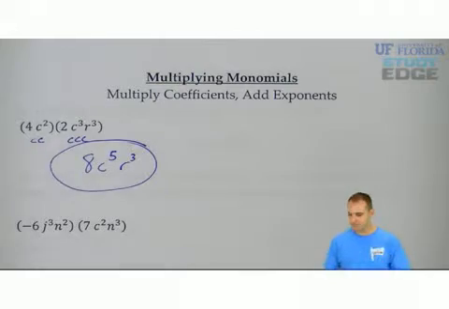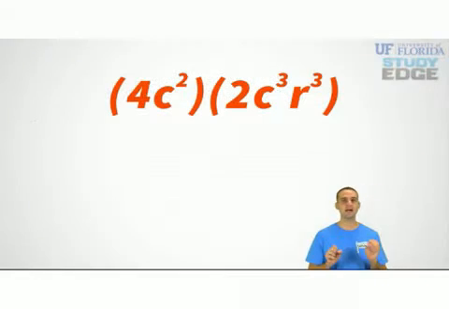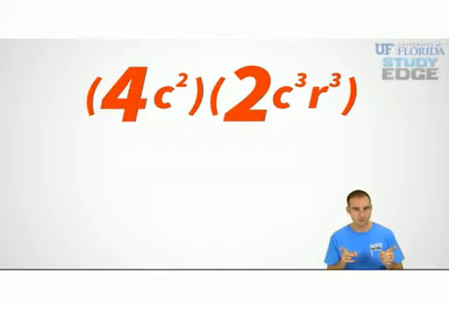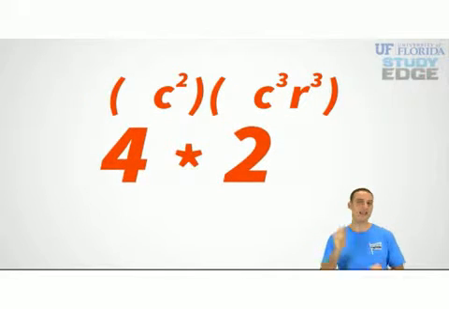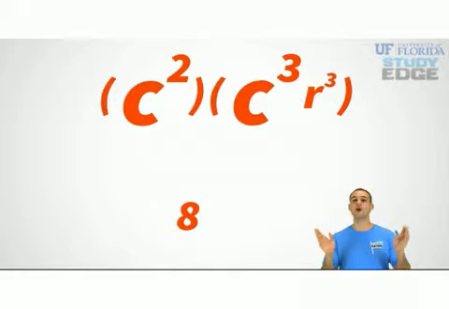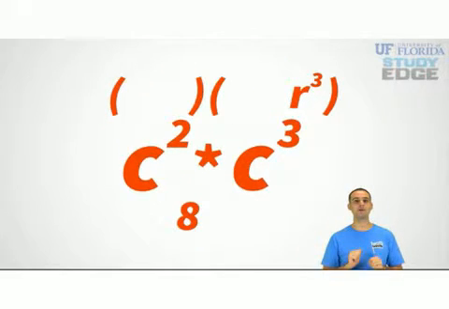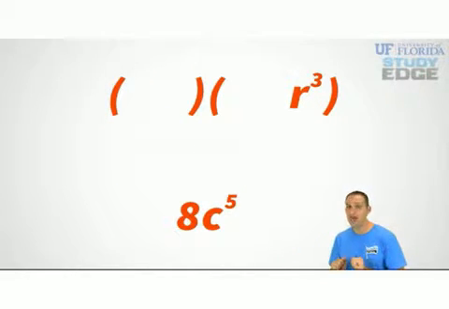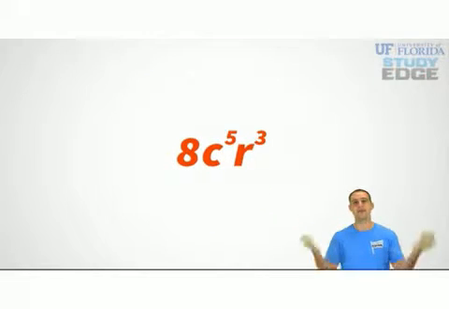So to recap here, let's look at that one more time. A monomial times a monomial. 4 times 2, you multiply together, and that gives you 8. Then, c squared times c cubed, multiply together, add the exponents to give you c to the 5th, and the r cubed you just bring down, and that's your answer.